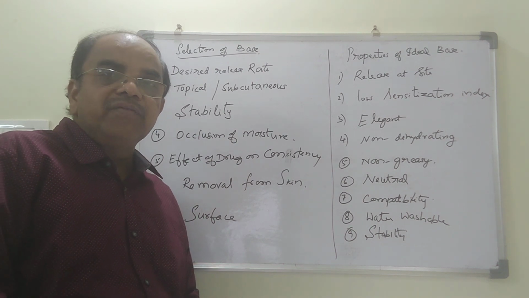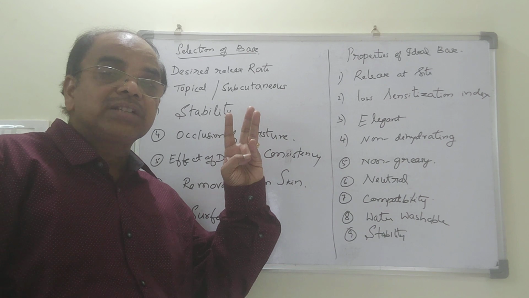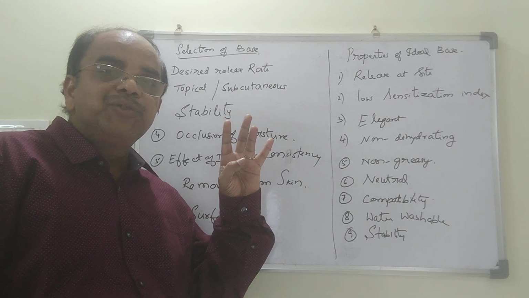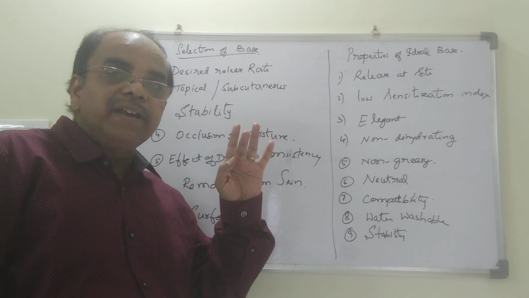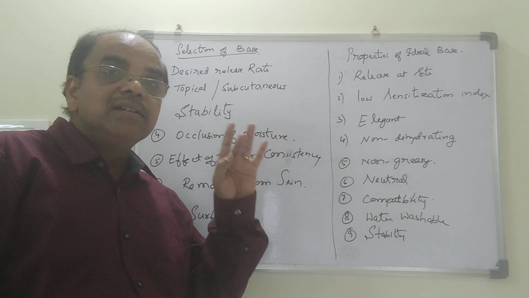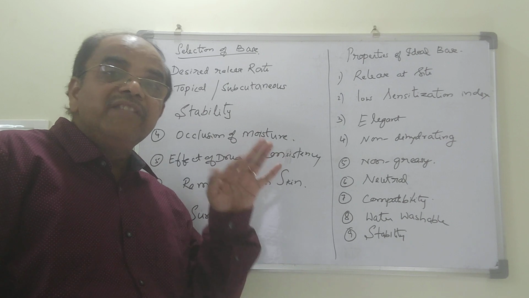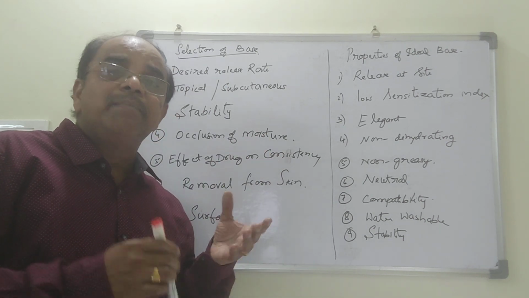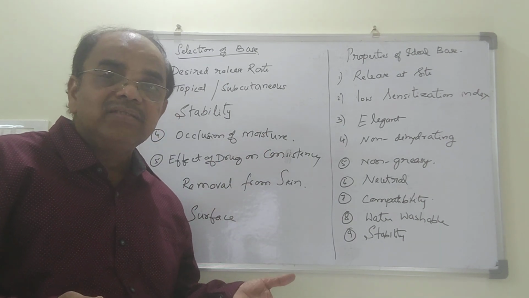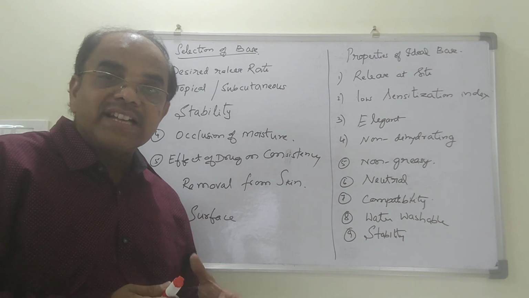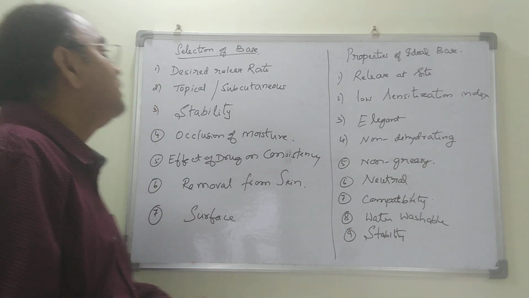What are the factors influencing the selection of the base? What are the four bases? Hydrocarbon, otherwise called oleaginous bases, absorption bases, emulsion bases, otherwise called water miscible bases, and the fourth one, water soluble bases. Which base we have to use depends upon the drug and the need. We have to choose the base. What are the factors influencing the selection of the base?